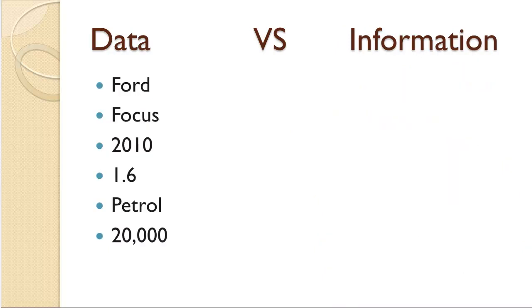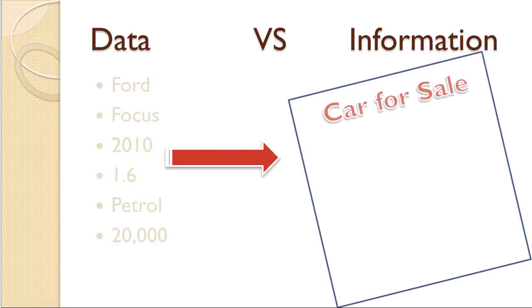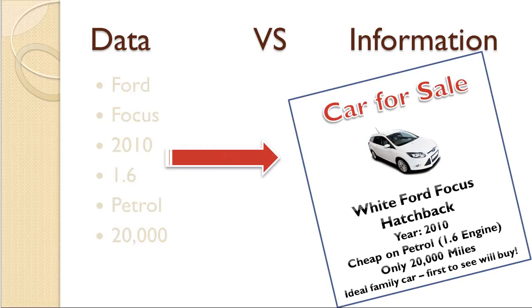In the second example, we can see the data for a car on the left-hand side. Once again, the data on its own doesn't mean a whole lot to us, but if we were to put it into this for sale poster on the right-hand side, it becomes very useful information, particularly if I'm shopping for a car.